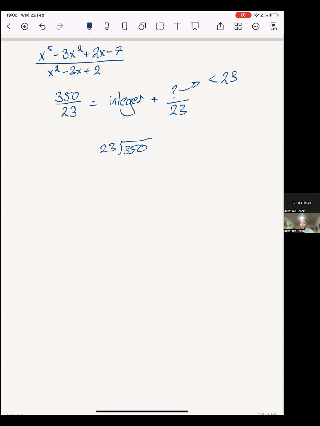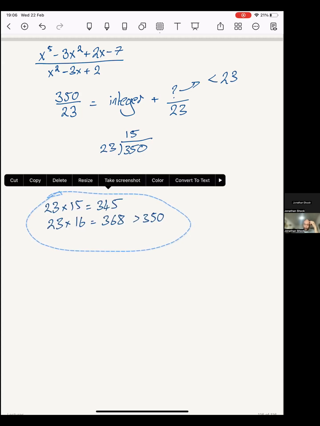Well, we would see how many times 23 goes into 350 entirely. You can fit 23 into 350 15 times. If you try to fit it in 16 times, 16 times 23 is greater than 350. So 23 times 15 is 345, and 23 times 16 would be 368, which is greater than 350. So just move that down here.